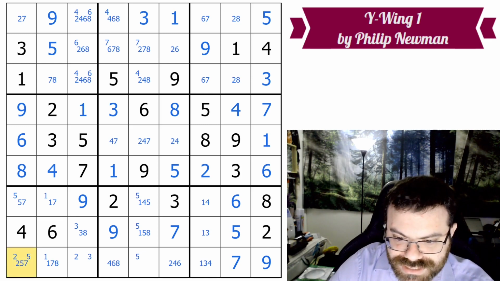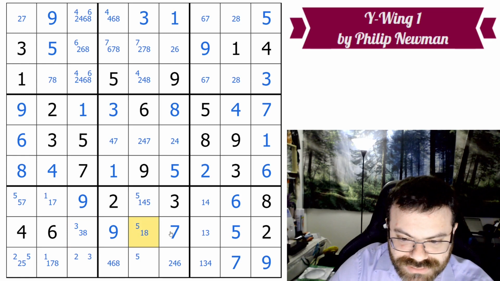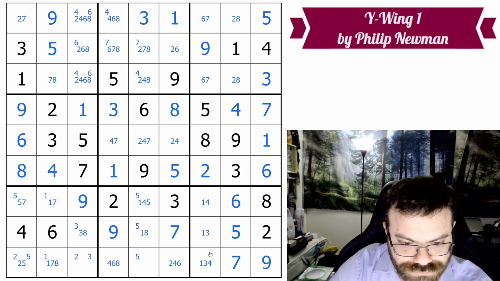All right, what's that get us? That can't be 7. This 6, no, that was hidden. So that doesn't get us anything. How about this 5? Yeah, this can't be 5. So we have a 1, 3, 8 triple that can't be resolved, but they're all bi-value cells, so that might be useful. The 7 sees over here, that can't be 7.